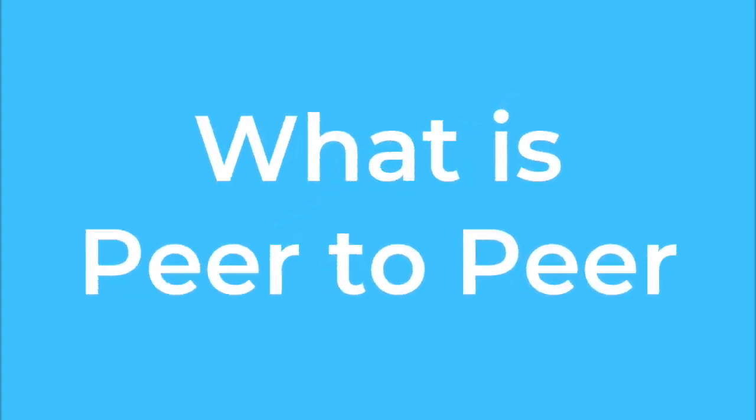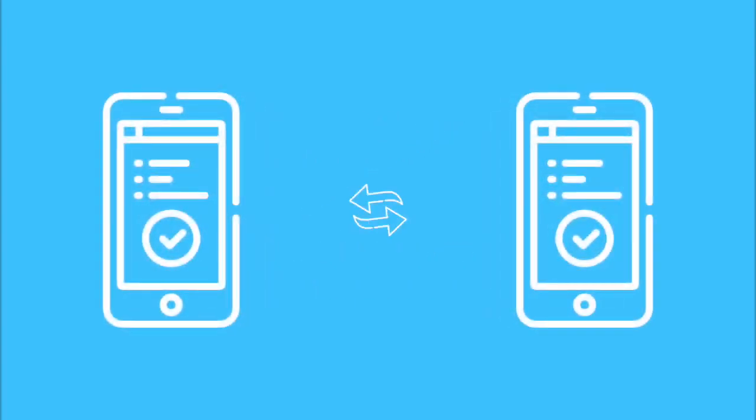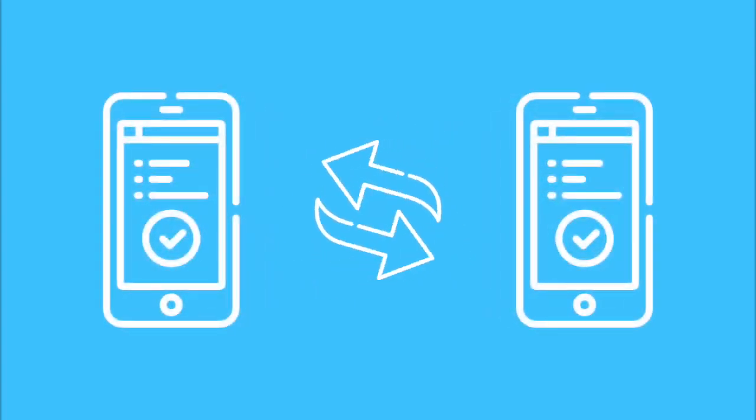You may have recently seen people talking about peer-to-peer on the internet. But what is peer-to-peer? Peer-to-peer is a way of communicating directly between two parties, with no third parties in between.